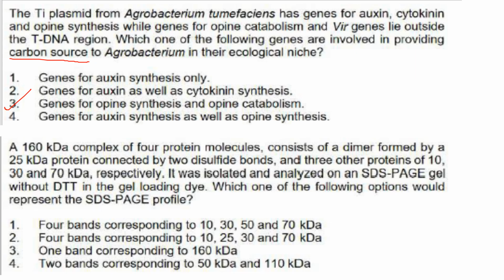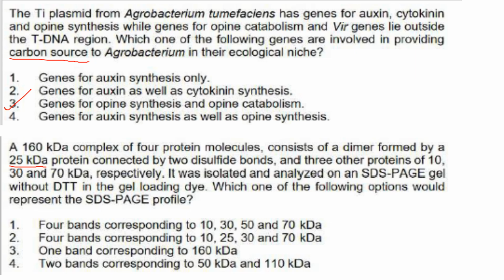Then next one. A 160 kDa complex of 4 protein molecules consists of a dimer formed by a 25 kDa. So dimer, 25 kDa is a dimer. So it should be, dimer means 2 × 25 kDa will be present. So it will be 50, connected by 2 disulfide bonds. The 3 other proteins are of 10, 30, 70 kDa respectively.